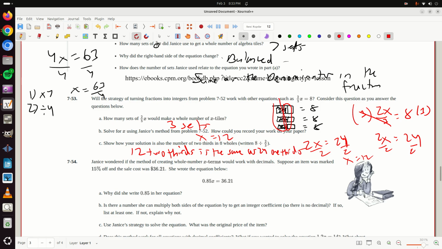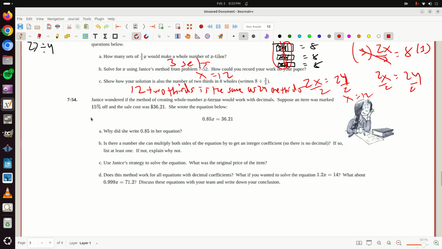12 2/3 equals 24, and 24 1/3 equals 24. So, I mean, that's true. I just don't know that helps me. Anyway, moving on here. Janice wondered if the method of creating whole number x terms would work with decimals.